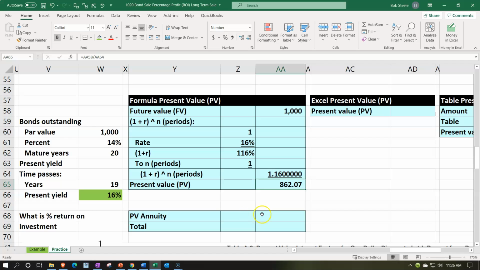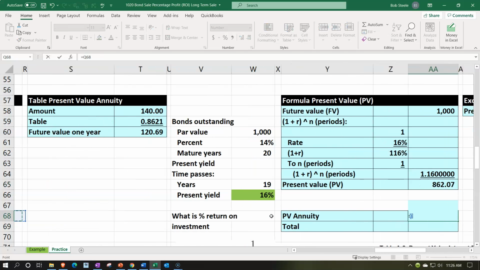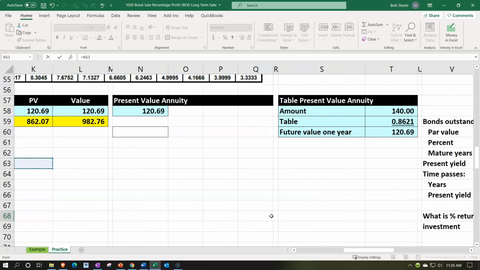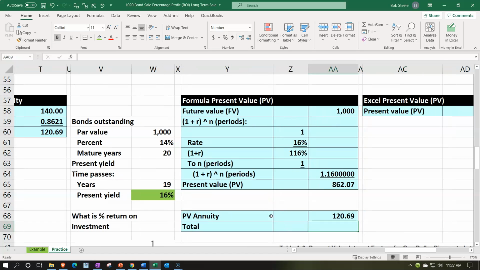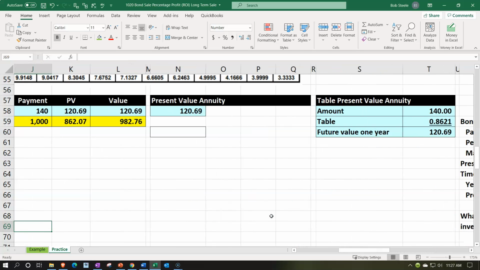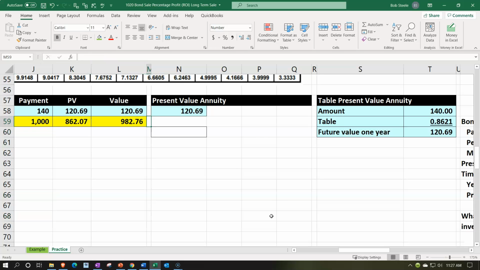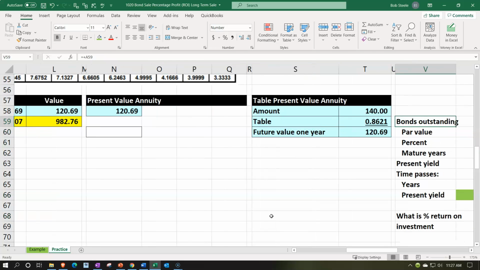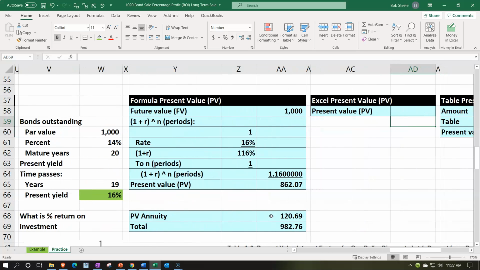And then if we add that to what we got last time, which is the present value of the annuity, which is really only 1 period, because it's way at the end of the time frame, 120.69, then we can add the two components up. We get to that 982.76, that being the price that we're willing to sell for this time. 982.76 matching what we got here, the 982.76 there too. So that's a good sign because we did it two ways, double checking ourselves.